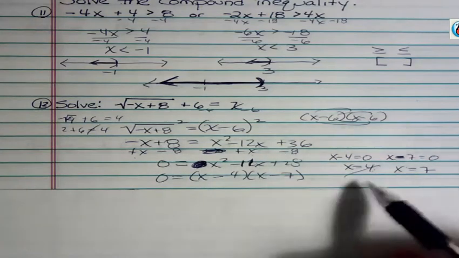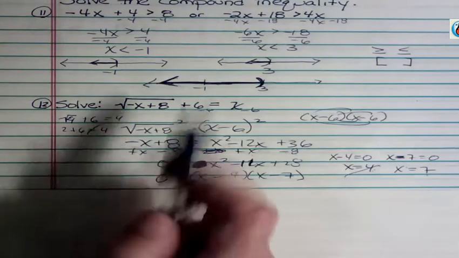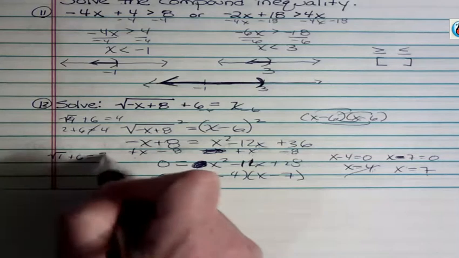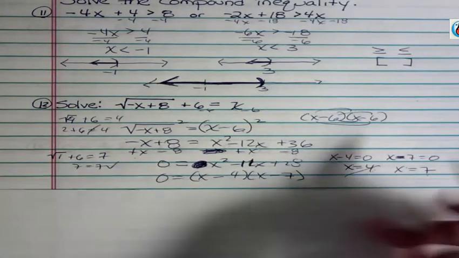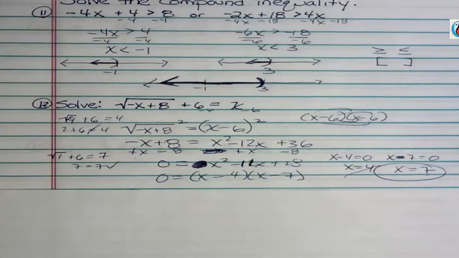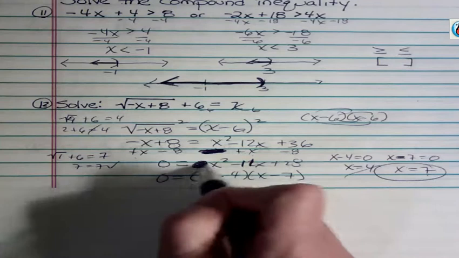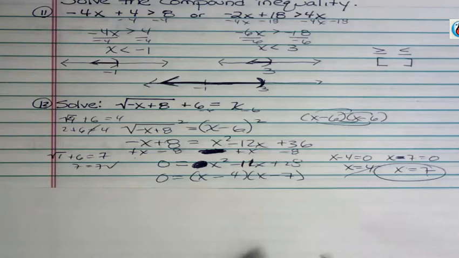Okay, then I'm going to go back and try the 7. Negative 7 plus 8 would be the square root of 1, plus 6 should equal 7, which is our x, and that equals 7 equals 7. That does check out. So our answer is 7. 4 is extraneous. Again, here's where I made a mistake earlier. We don't want that. We want to just factor x squared minus 11x plus 28. You get two solutions, one of which is extraneous and one of which is an actual solution.